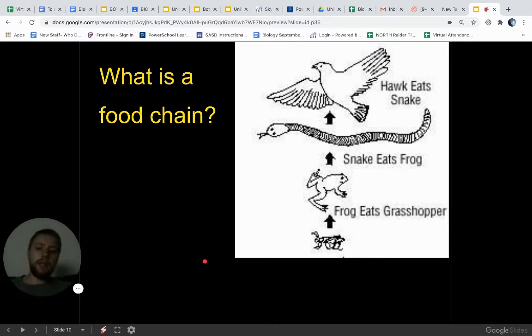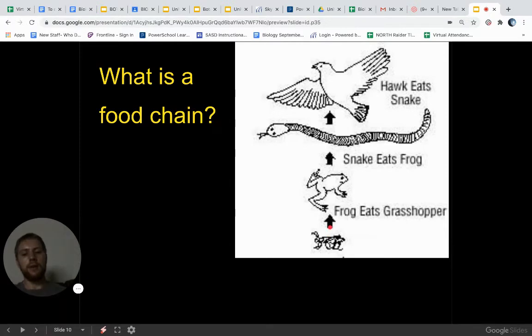But a food chain is essentially a simple linear movement or exchange of energy throughout an ecosystem. Notice how in a food chain, the energy goes where the arrow points. So essentially, the frog is eating the grasshopper. It is getting the energy, so the arrow is pointing from the grasshopper to the frog, so on and so forth, when the snake eats the frog, and when the hawk eats the snake. All right? So the arrow goes where the energy flows is a good way I like to remember it.